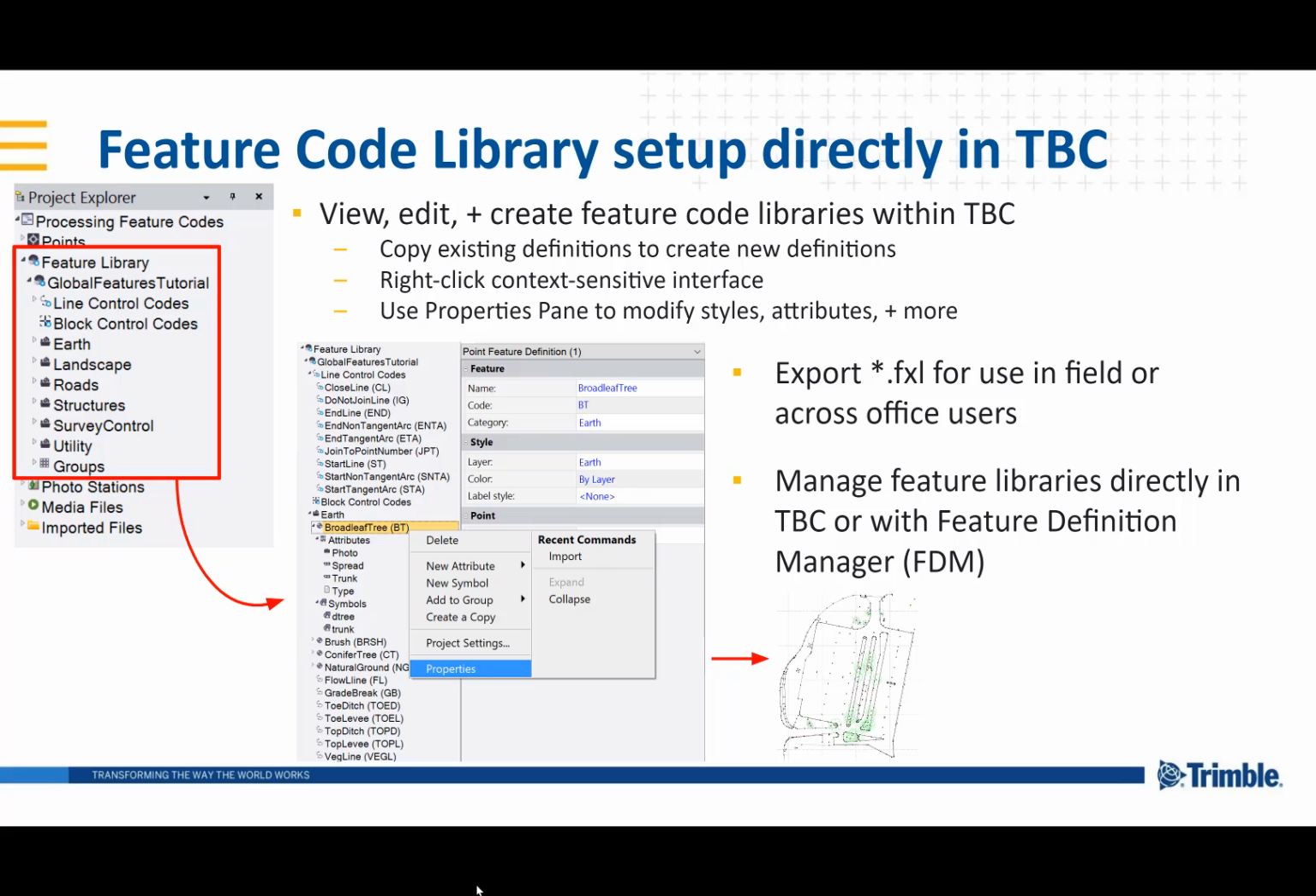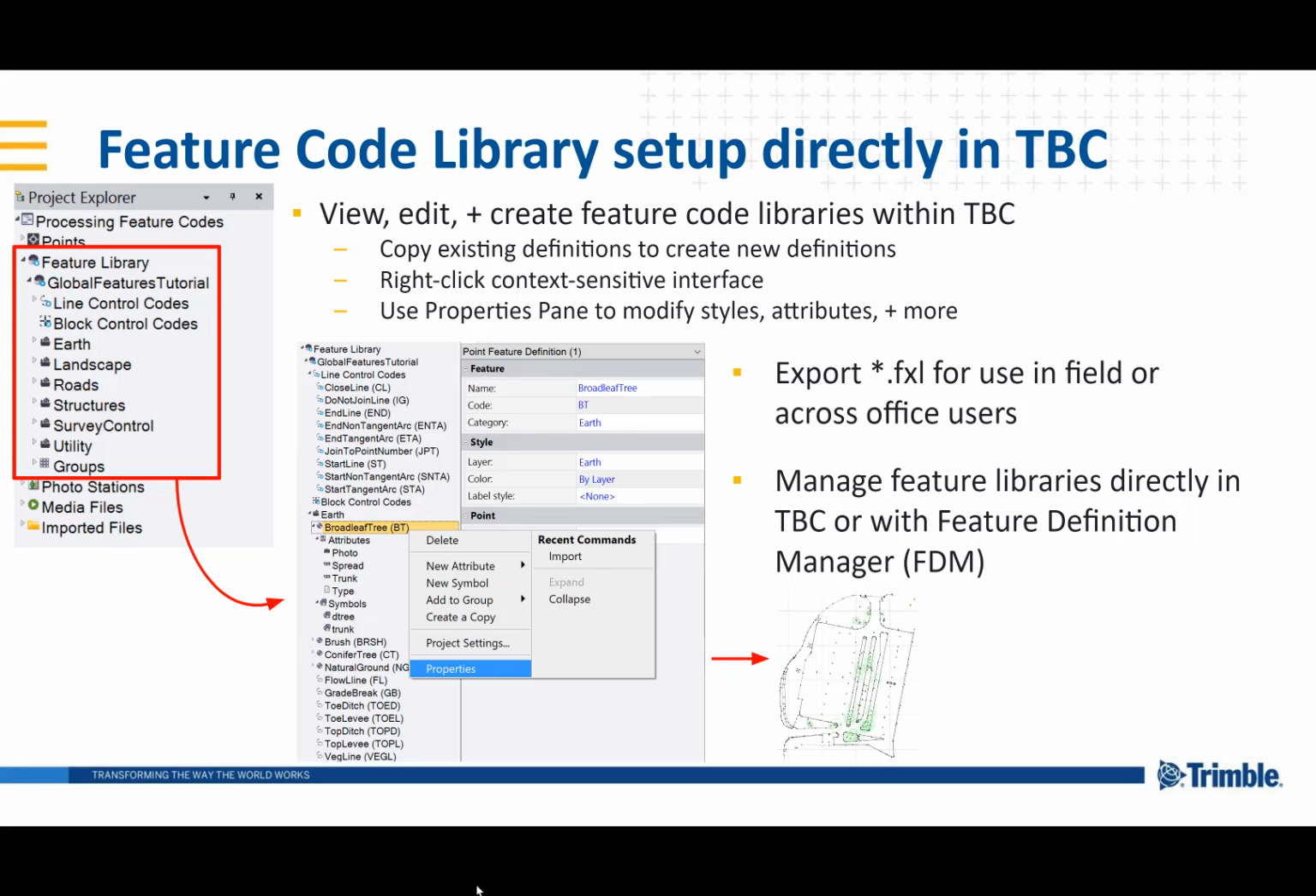All right, talking about these main features. A couple of points on the feature code library setup. It is now possible in TBC version 5.10 to view, edit, and create feature code libraries within the software itself by leveraging the Project Explorer you see there on the left and the properties you see there on the right and in the center screenshot.